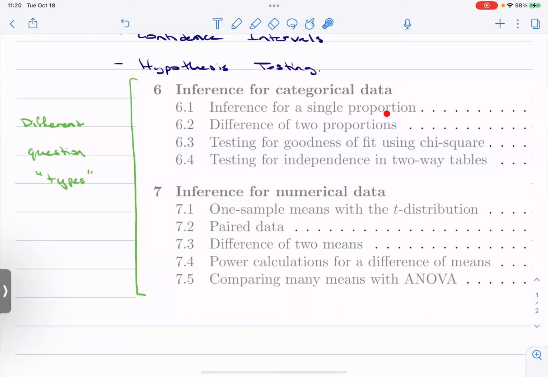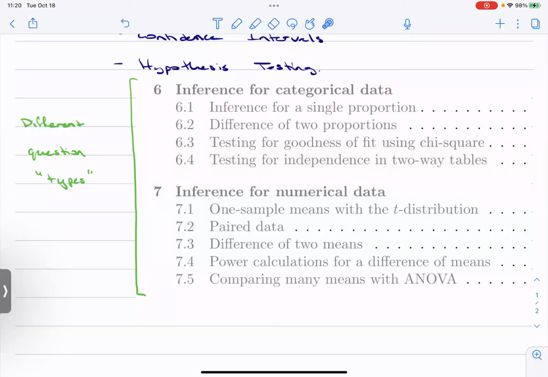right? So what proportion is going to vote for this candidate, right? That's one proportion. And so we can do inference for a single proportion. Or we could have two proportions, right? Maybe what proportion is going to vote, let's say Liberal in BC versus what proportion votes Liberal in Alberta, right? Is there a difference in those proportions? Probably, right?